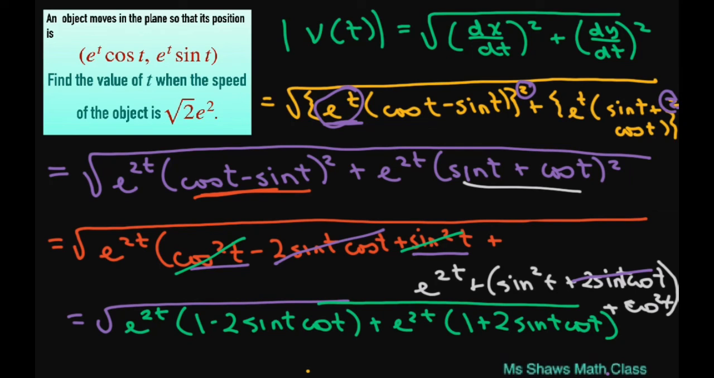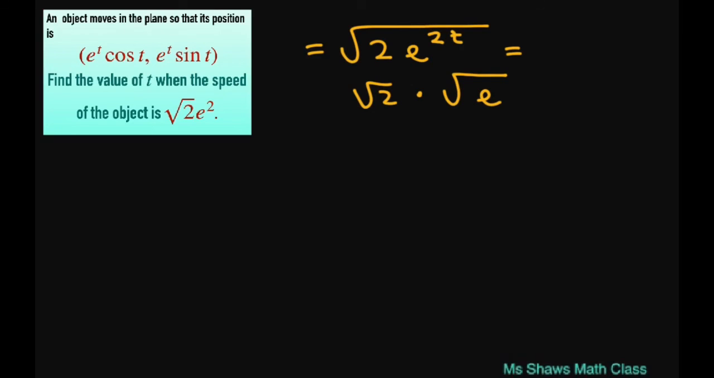Now, like I said before, I didn't want to skip that step, but you can cancel these two out. So now we just add these ones, and you're going to get the square root of 2 e to the power of 2t. You can take the square root of 2 times the square root of e to the power of 2t. This is going to give you square root of 2 e to the power of t.